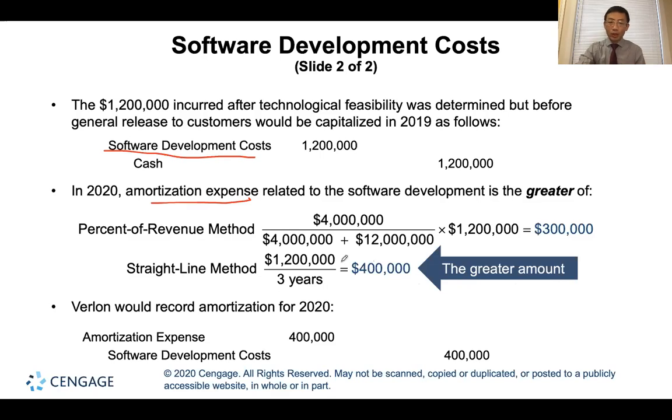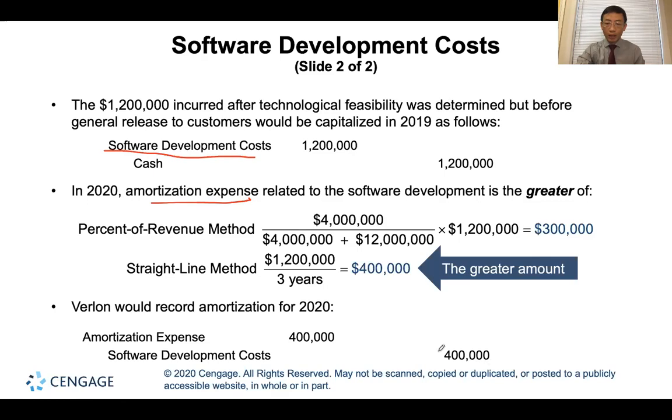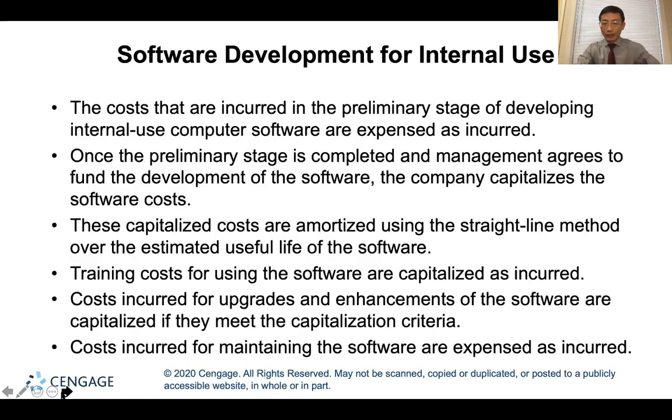Okay, then we use the 400,000 as the amortization expense. Debit amortization expense, credit software development cost, 400,000. So each year the software development cost will decrease by 400,000. It's like depreciation for fixed assets.